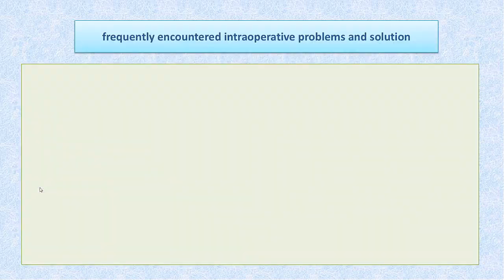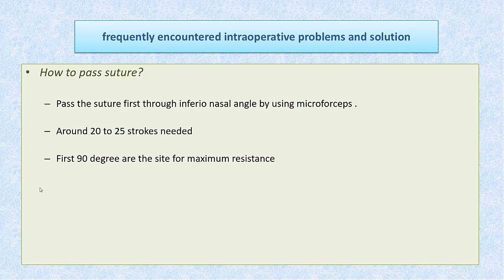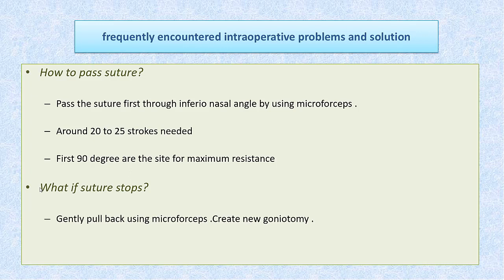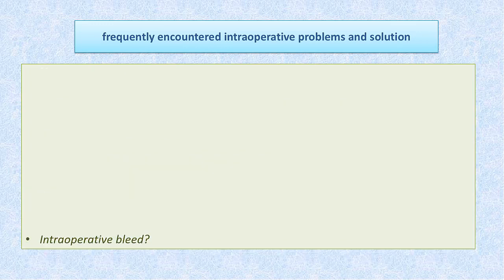Frequently encountered intraoperative problems and solutions. How to pass the suture: pass the suture first through the inferior nasal angle using microforceps. Around 20 to 25 strokes are needed. The first 90 degrees are the site of maximum resistance. What if the suture stops? Gently pull back using microforceps, create a new goniotomy, and pass the suture in the opposite direction through the new goniotomy to treat the remaining angle.